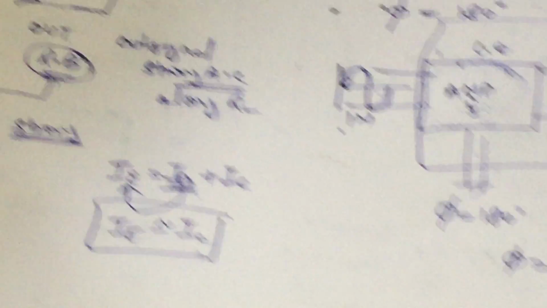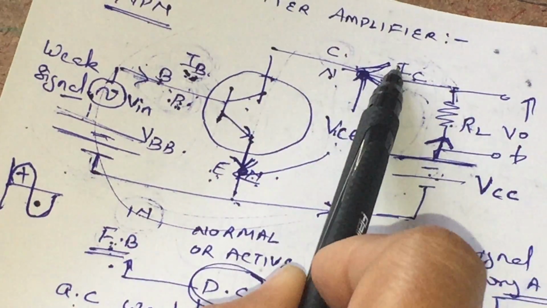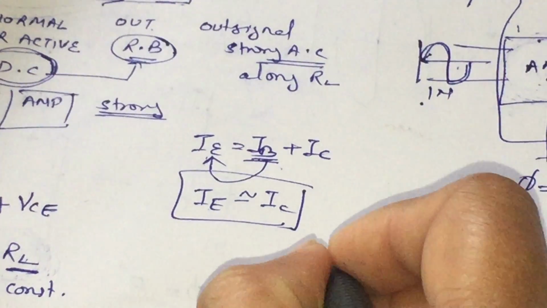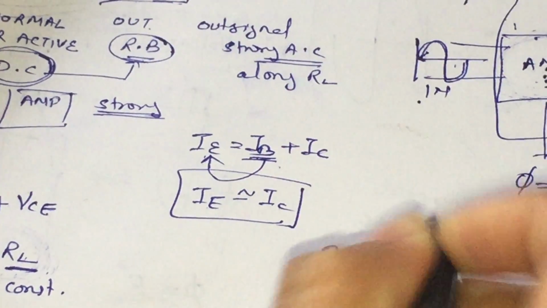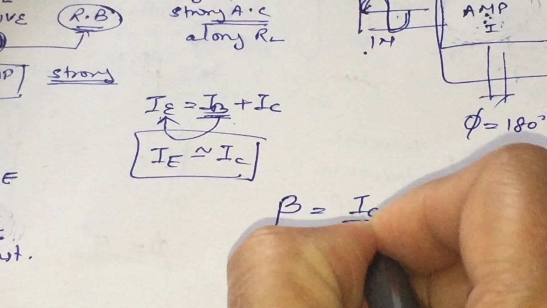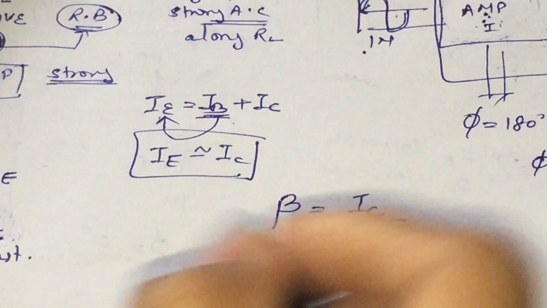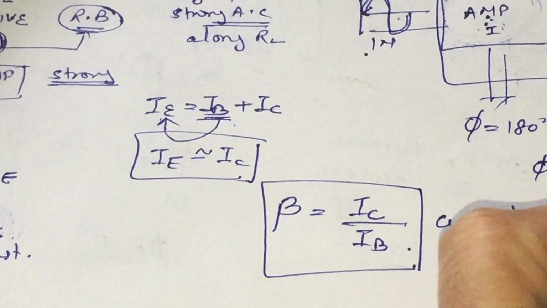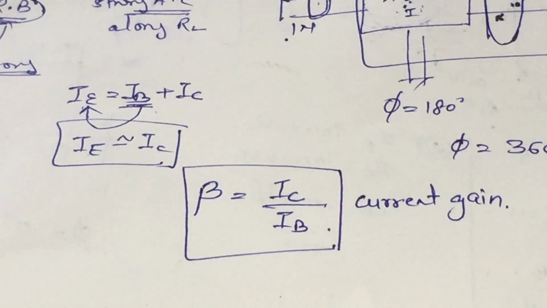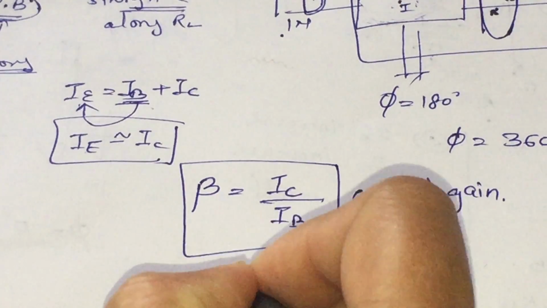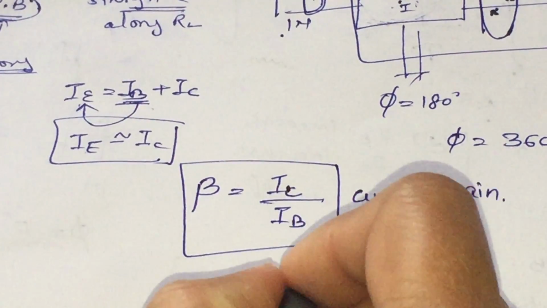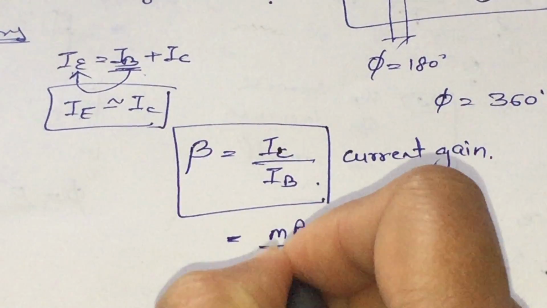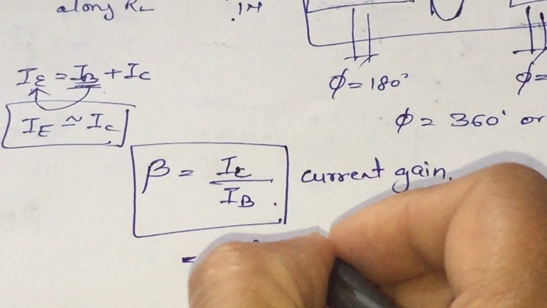Now, in this amplifier, our output current is the collector current and our input current is the base current. So, the ratio of the output current, that is our collector current, to the input current, that is our base current, is known as current gain, and current gain in case of common emitter amplifier is indicated with beta. You know very well the collector current is of the order of milliamperes, and base current is of the order of microamperes.